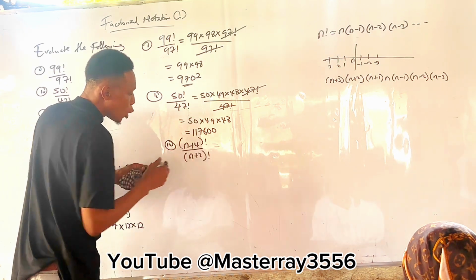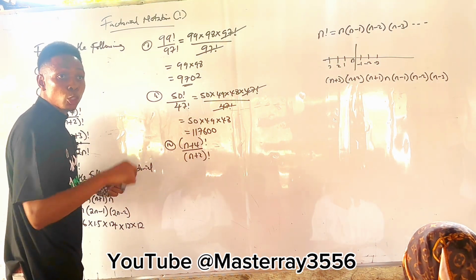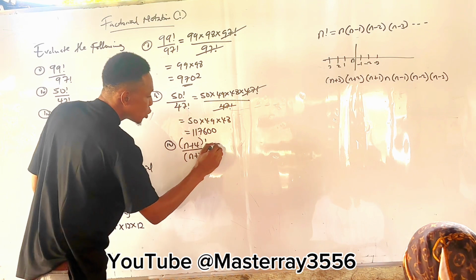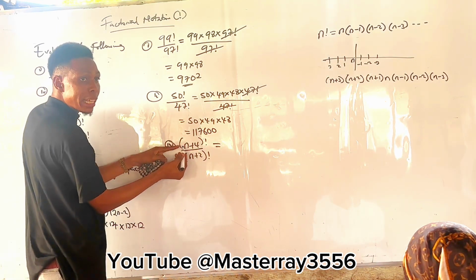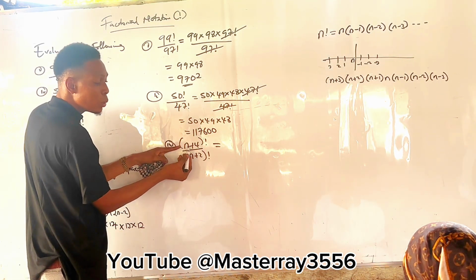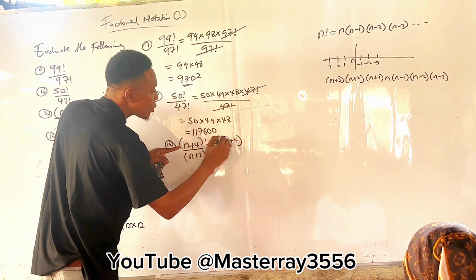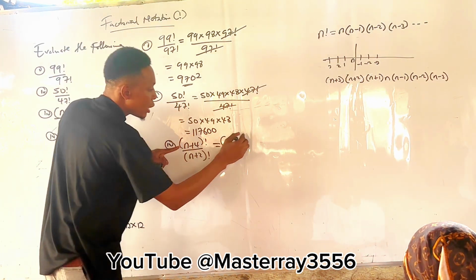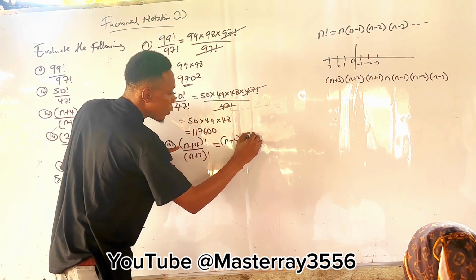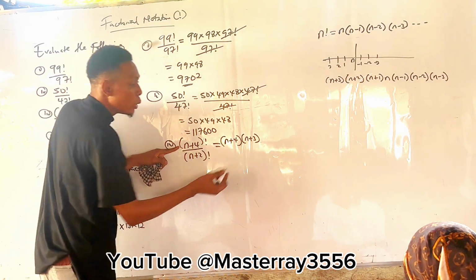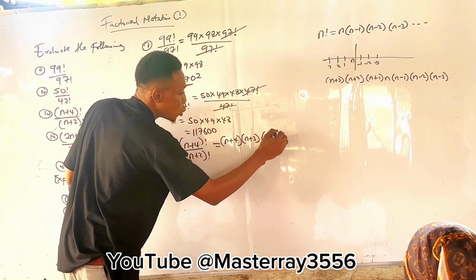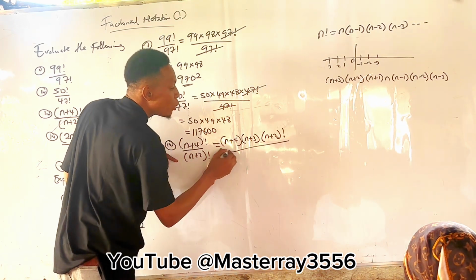What do you have in your denominator? Is n plus 2, right? So if we want to solve this now, we are starting with what? N plus 4. So we have n plus 4. After 4, is it not 3? Yes. Then now we have n plus 3. After 3 is what? 2. Which is n plus 2 factorial. Why do I stop at 2?